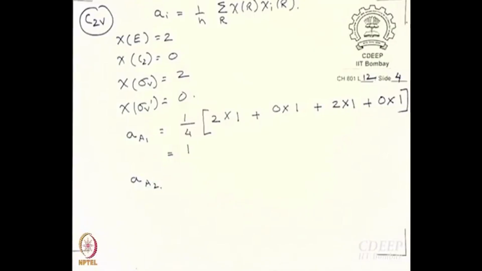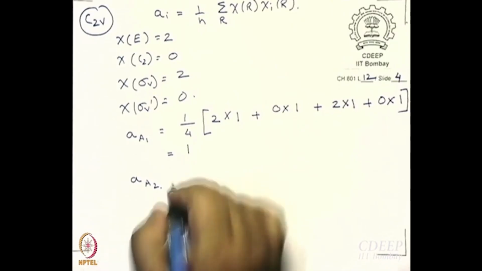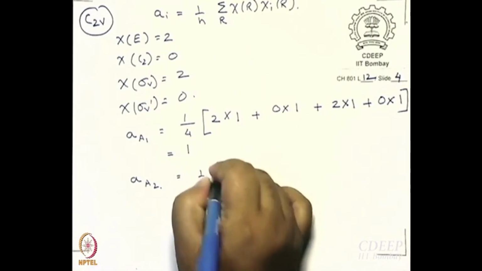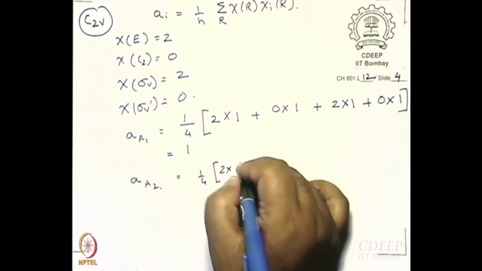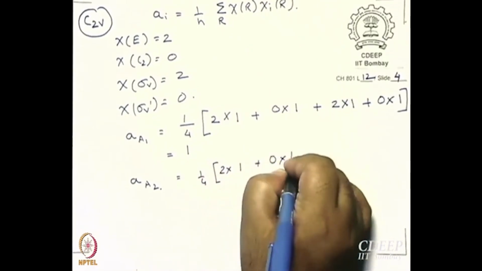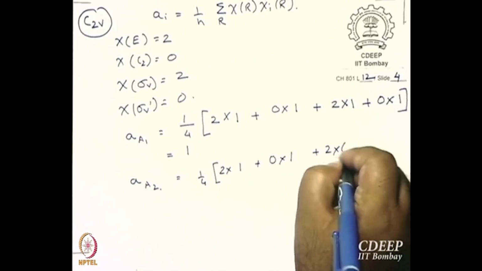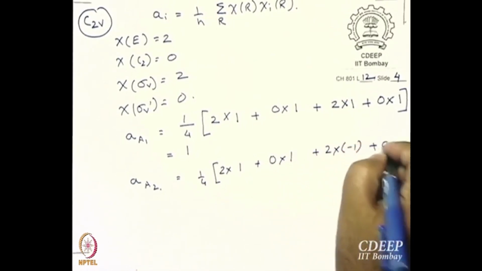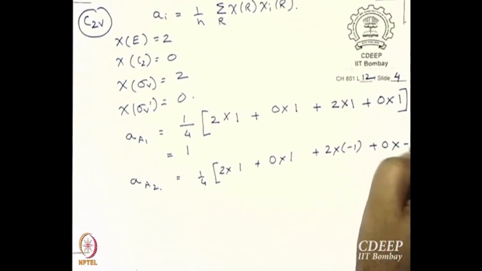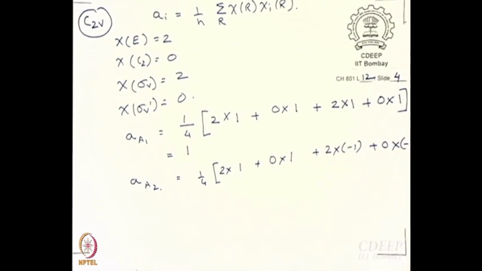So what is the next one? A2, right? What are the characters of A2? Even if I don't show you, you should be able to tell me. 1, 1, minus 1, minus 1. Very good. So now let's work this out. A2 will be equal to 1/4 times 2 multiplied by 1 plus 0 multiplied by 1 plus 2 multiplied by minus 1 plus 0 multiplied by, doesn't matter. What is the answer? 0.